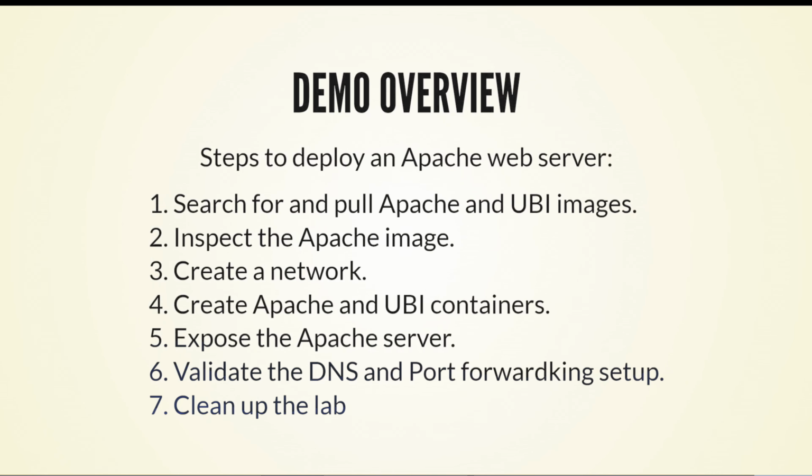In this practical demonstration using Podman, we'll deploy an Apache web server by following a series of steps. First, we'll search for and pull the necessary Apache and UBI images. Then, we'll inspect the Apache image to ensure it meets our requirements. Next, we'll create a network to facilitate communication between containers. Afterward, we'll proceed to create Apache and UBI containers. To make the Apache server accessible to the public, we'll expose it using port forwarding. Following that, we'll validate the DNS and port forwarding setup to ensure proper functionality. Finally, once the demonstration is complete, we'll clean up the lab environment to remove any leftover resources. Through these steps, we'll showcase how to effectively deploy an Apache web server using Podman while maintaining best practices in container management.